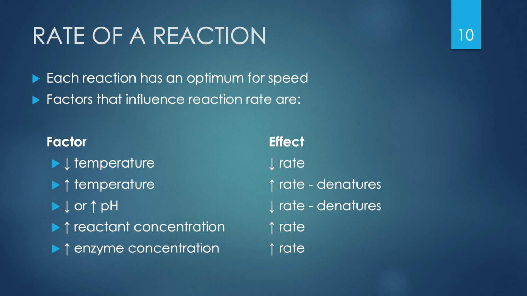If you increase the reactant concentration, that will probably increase the rate of your reaction. And also, if you increase the enzyme concentration, then you have more workers to help get the work done, right? The enzymes are doing the heavy lifting of speeding things up. So with more of those workers, you will get more done sooner. So that increases the rate.